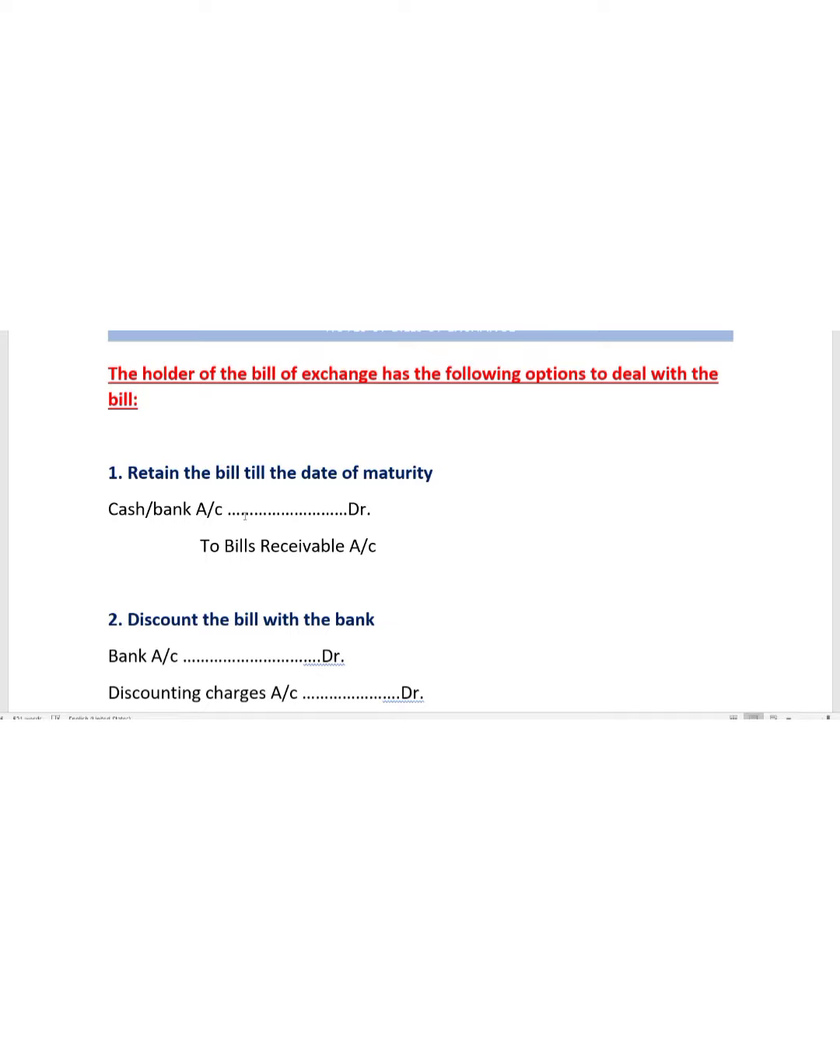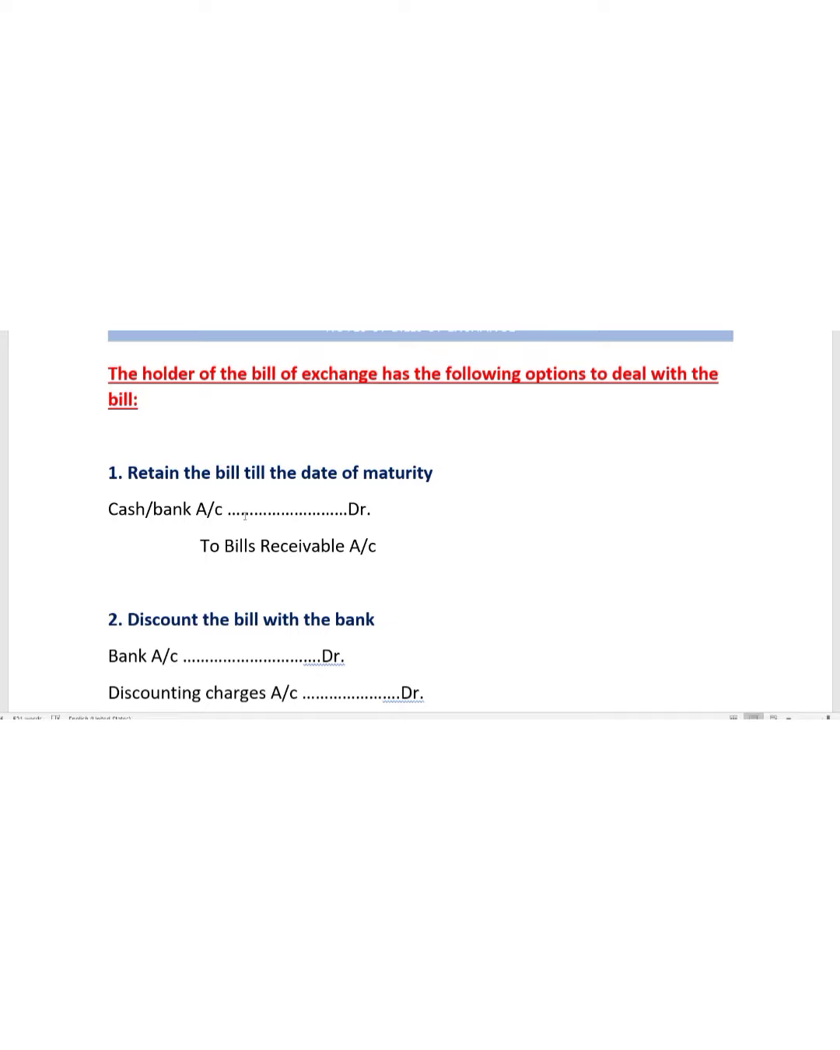For that, what entry will be passed if he is keeping the bills of exchange with him till the date of maturity? A simple entry will be passed in the drawer's books, that is cash or bank account debit, as he is receiving the money on the due date from the buyer, and credit to bills receivable account.